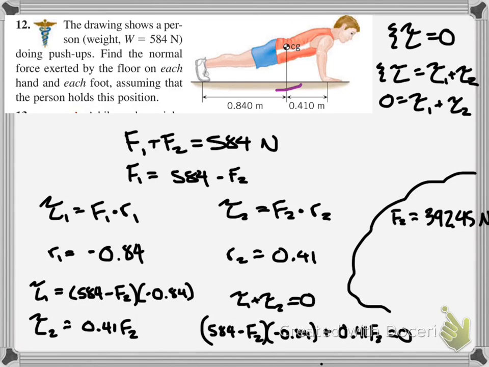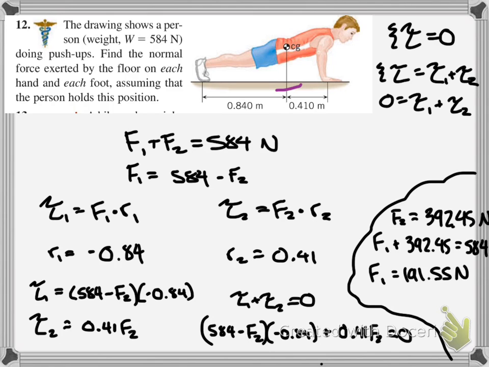Now, let me make this easier for you. Okay, now how do we find F1? Well, you know the equation at the top, this one? Sorry, that's messy, but yeah, that one. You just plug in F2 for that, and you isolate for F1, and you end up getting that F1 is equal to 191.55 newtons. Now, that's for both feet and for both hands.